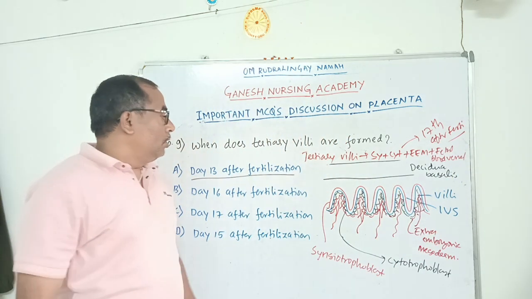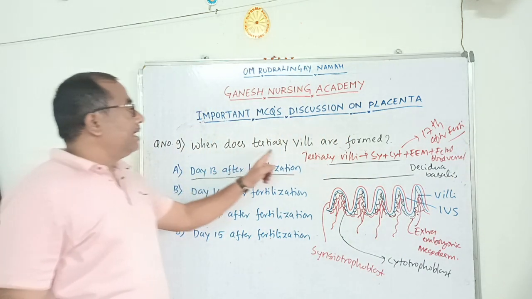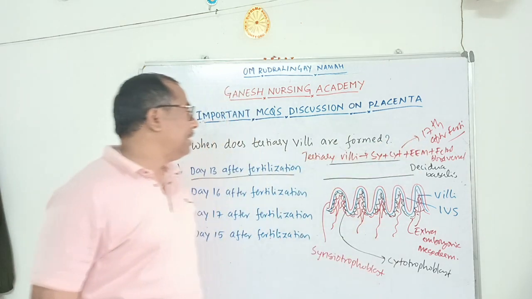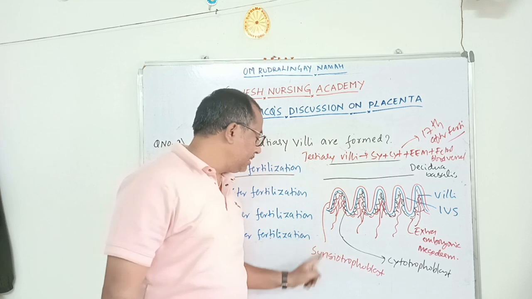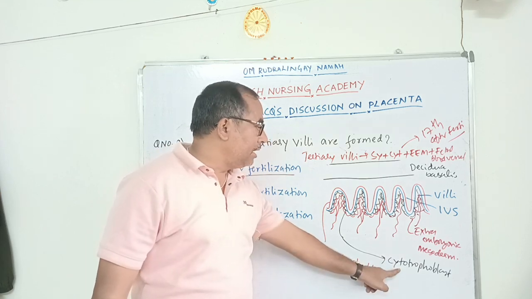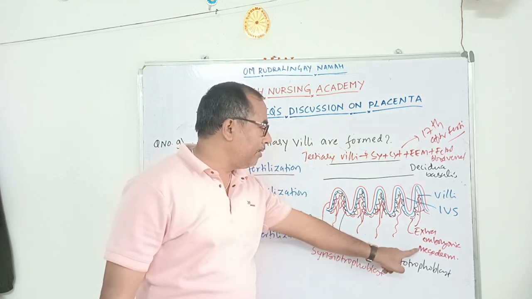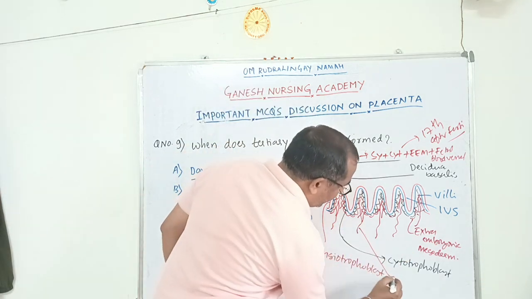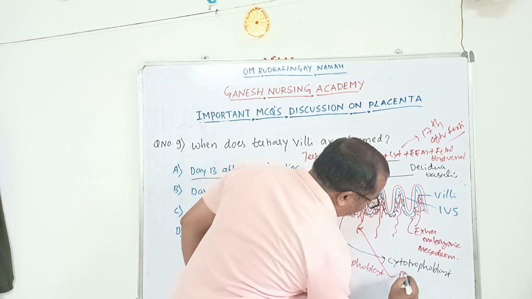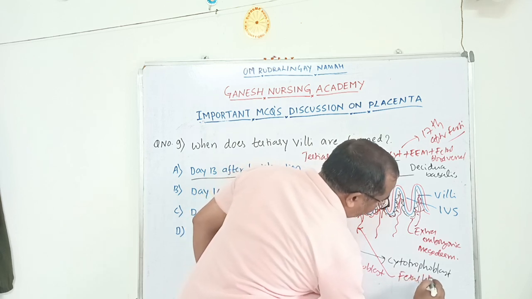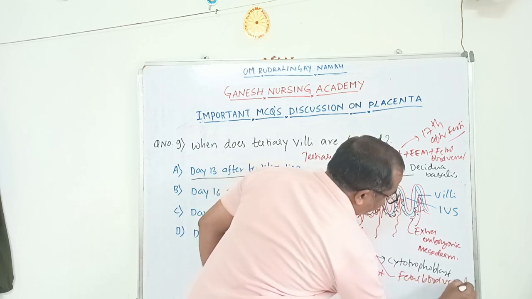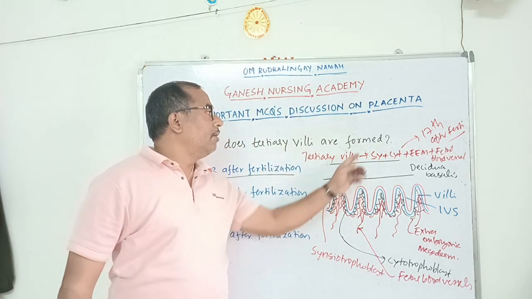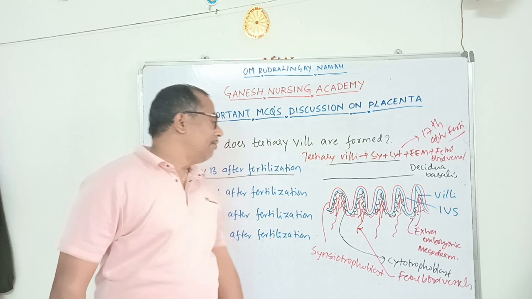So they have asked a question, when are the tertiary villi formed? Tertiary villi are formed on day 17 after fertilization, which consist of syncytiotrophoblast, cytotrophoblast, extra embryonic mesoderm and fetal blood vessels. These are the fetal blood vessels. So this is nothing but a tertiary villi. It forms on day 17 after fertilization.